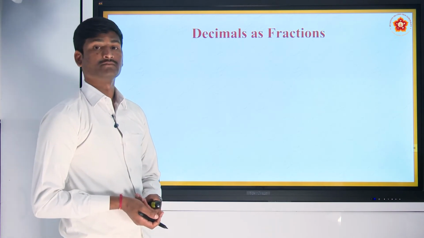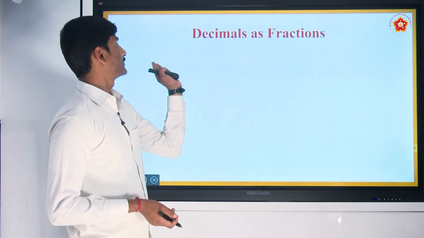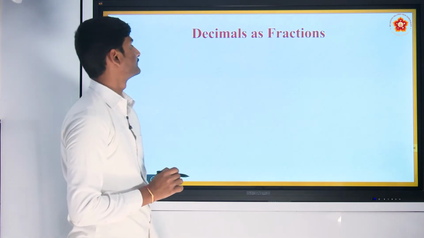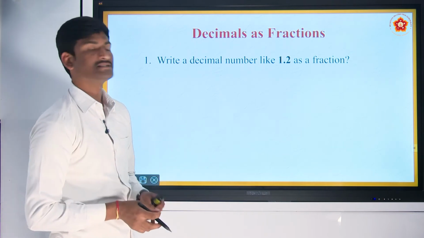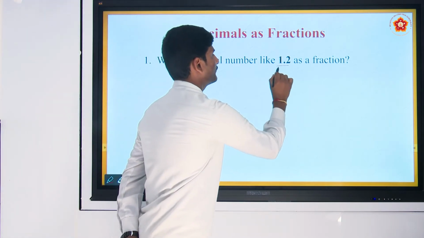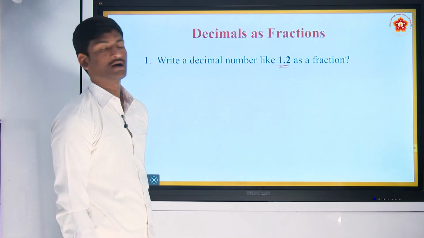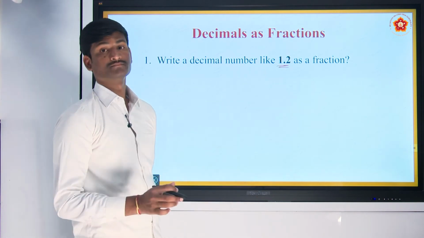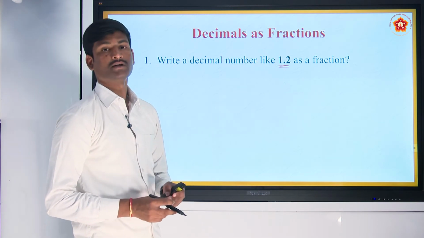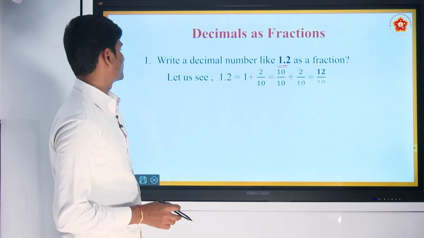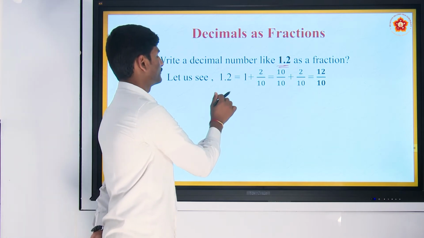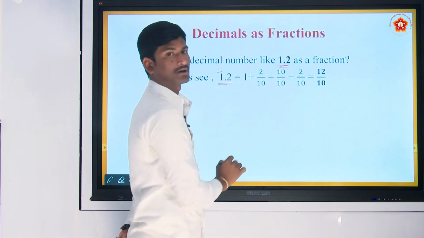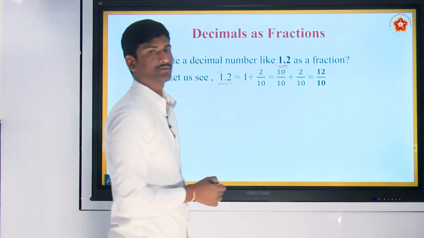Then, decimals as fractions. You already learned fractions as decimals. Here it is decimal as fraction. Write a decimal number like 1.2 as a fraction. How to convert the decimal to a fraction? Here 1.2 is a decimal number. Let us split 1.2. 1 is the whole number part, plus 2.